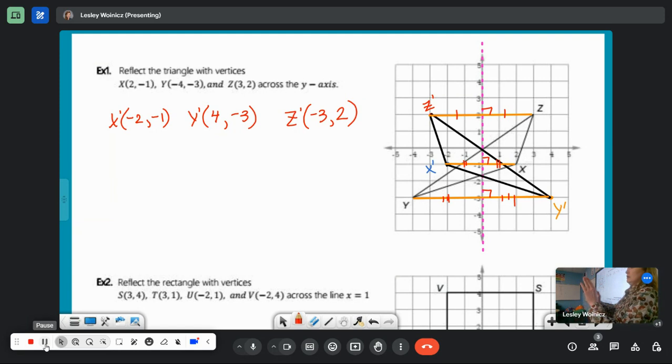So I can do it with a graph, and I don't need the rule, or I can use the rule, and I really don't need the graph. Easy peasy lemon squeezy.